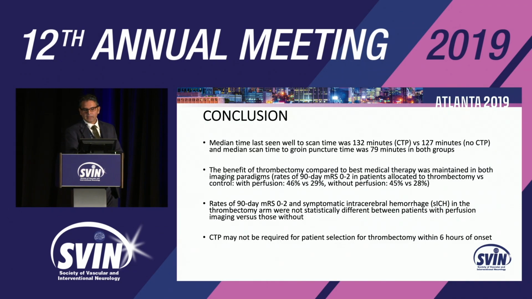So in conclusion, whether in the HERMES data set the CT only or CTP paradigm was used, there's no significant difference in workflow. If you look at primary efficacy endpoints, in both groups, thrombectomy was superior. And again, the differences between the 2 groups, 46 versus 29%, or 45 versus 28%, were essentially identical. There were no differences in the safety endpoints of symptomatic hemorrhage or mortality in the 2 groups. And so our data would suggest that CTP may not be required for patient selection within 6 hours of onset.